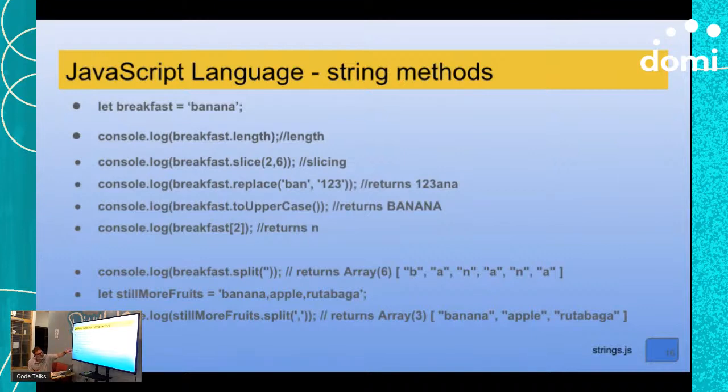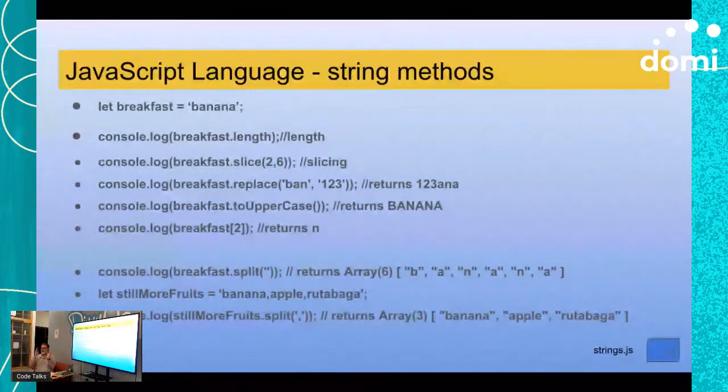We can split out this string and give us an array out of a string. That's useful. In this case, what it does is it splits on the individual characters, so each letter of our text string banana becomes its own item in the array.